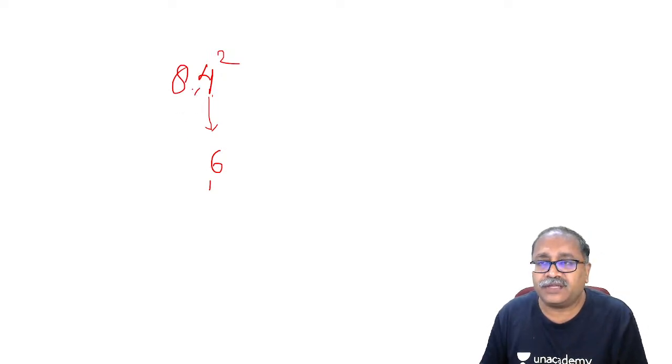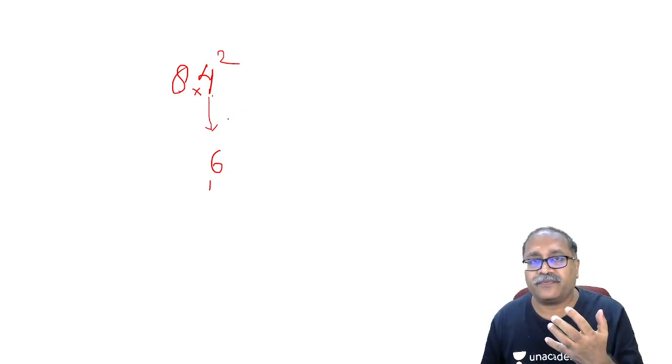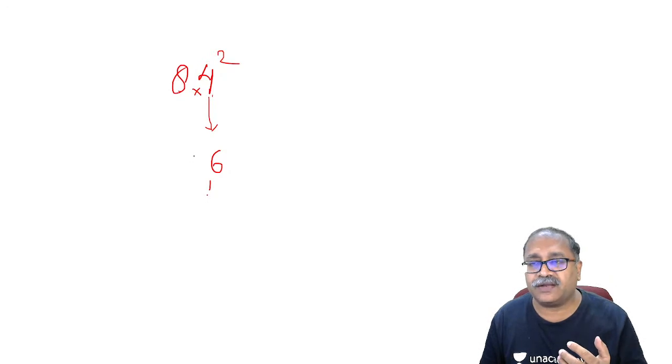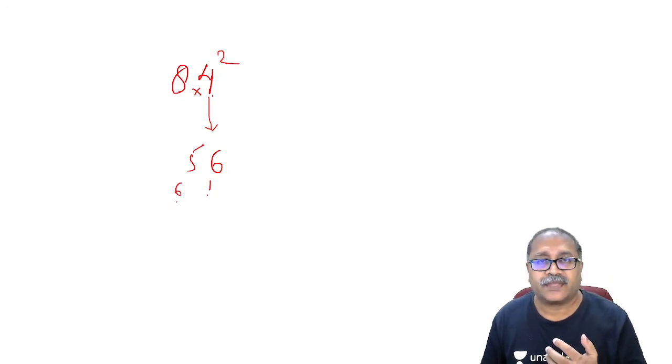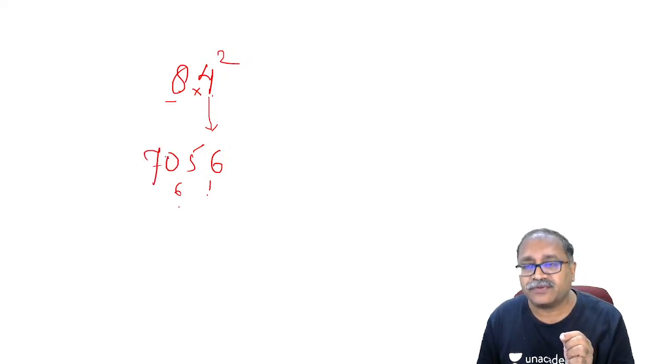And we will multiply these two. 4 times 8 is 32. And we double the 32. That's 64. And 64 plus 1 is 65. Carry 6. Okay. What is the third and last step? That's 8 square, which is 64. And 64 plus 6 is 70.